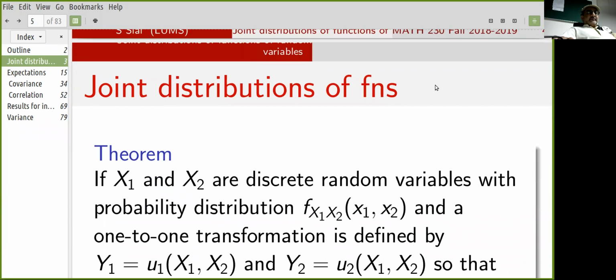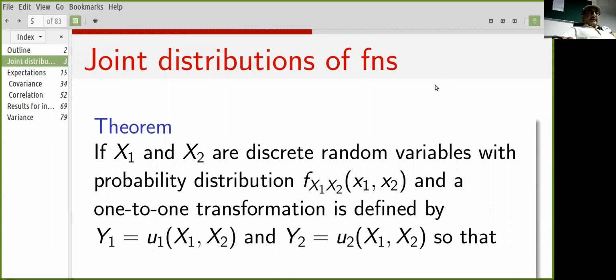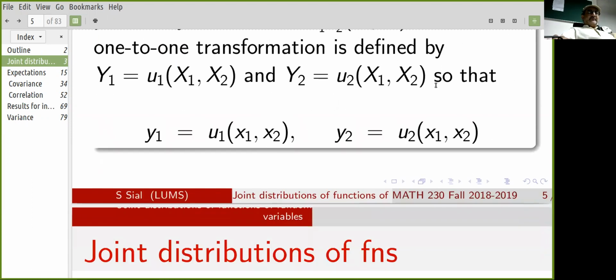Right? So supposing we have a joint distribution for x1 and x2, and y1 and y2 are functions of x1 and x2, then can we work out what the joint distribution for y1 and y2 is? Well, in the case of a one-to-one transformation, yes, we can.